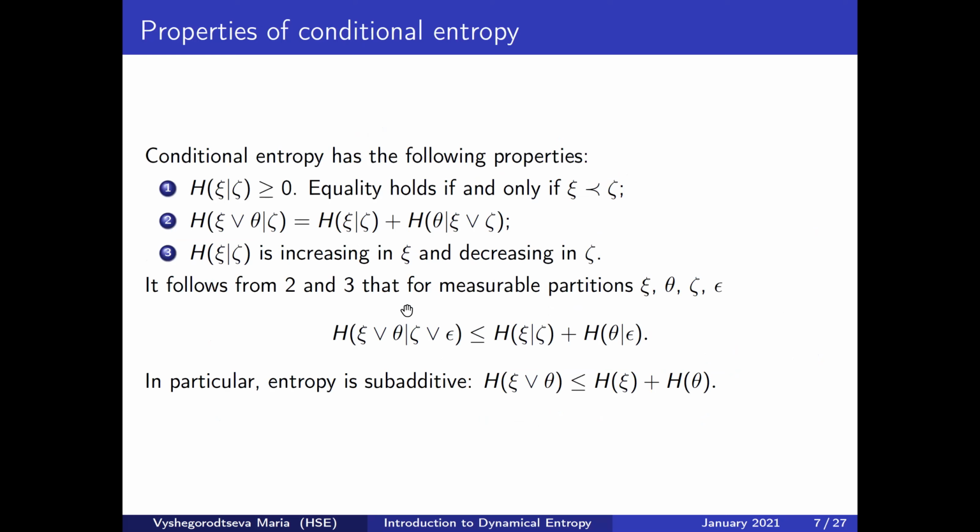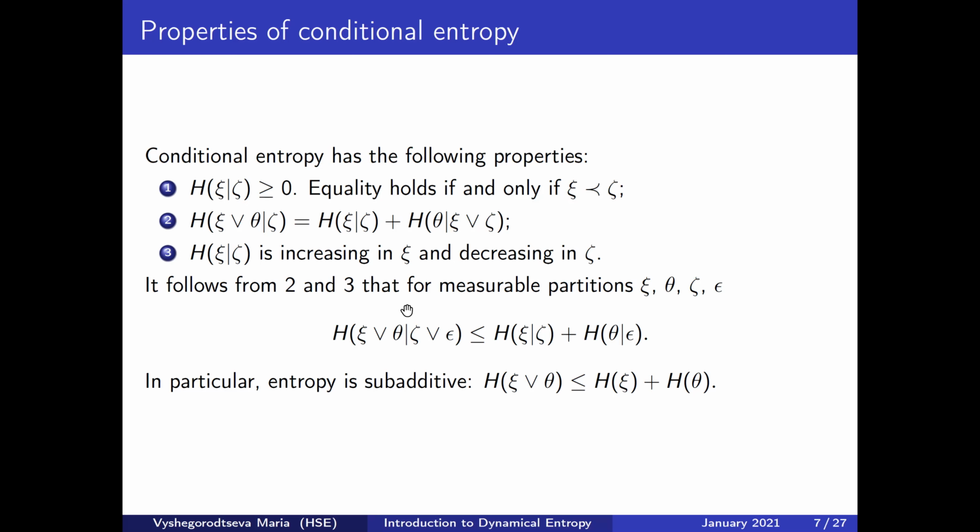So then we would like to discuss the properties that hold for conditional entropy. So firstly, conditional entropy of xi with respect to zeta is greater or equal than 0, and the equality holds if and only if xi is less or equal than zeta.